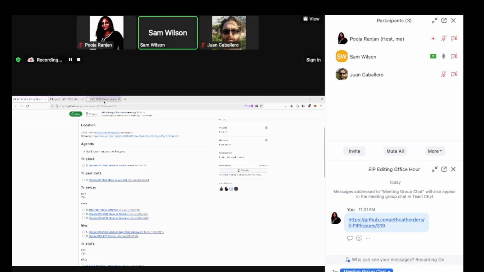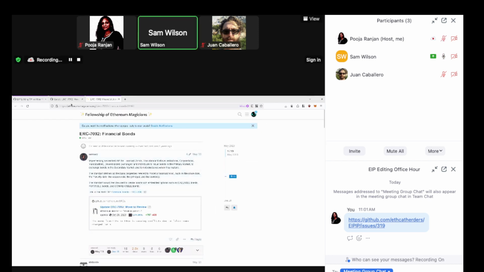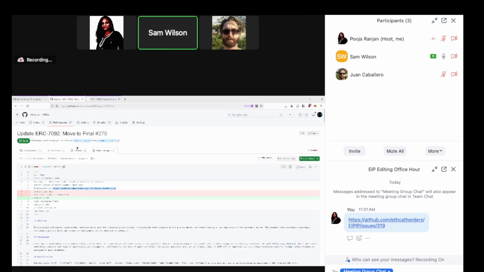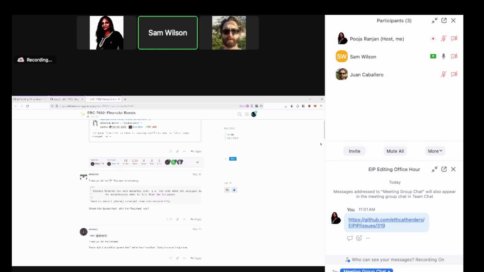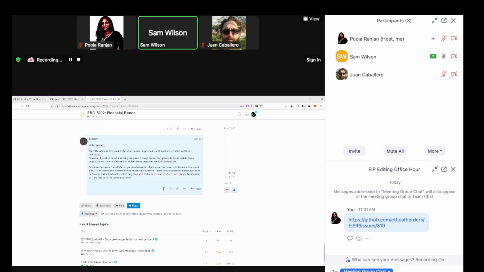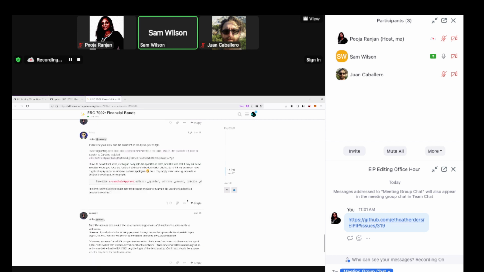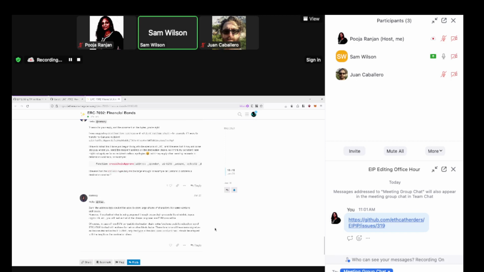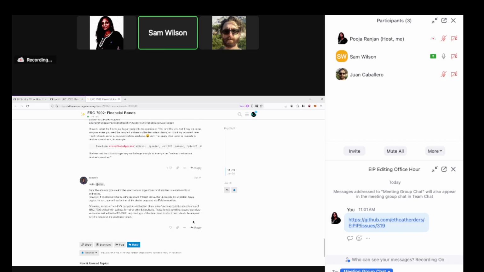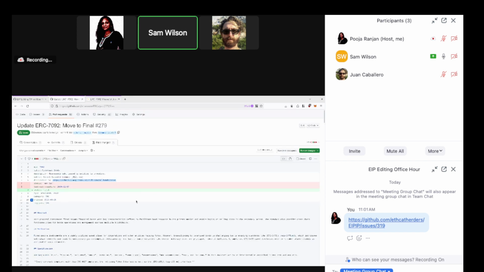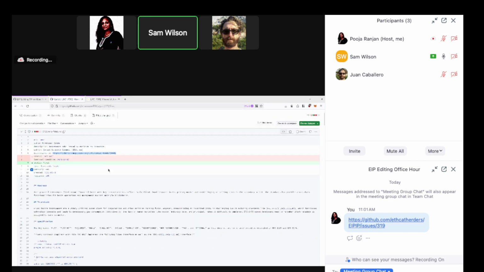Yeah, I can give that a go. So we're looking at ERC 7092, which is going into final. Just going to make sure we don't have any active discussion here. Yeah, the last post was in January. All right. This proposal introduces fixed income financial bonds with key characteristics defined to facilitate bond issuance in the primary market. Okay, this seems fine.